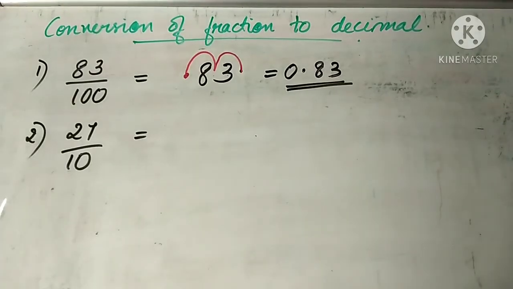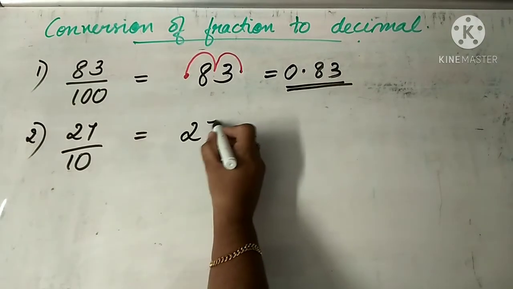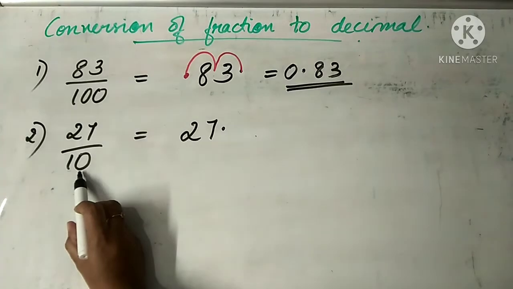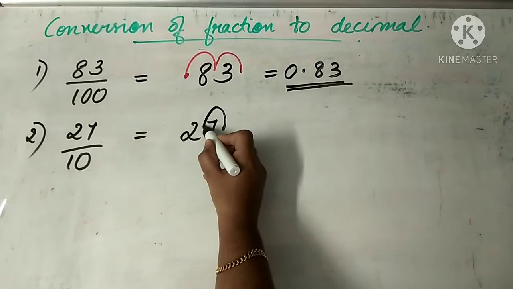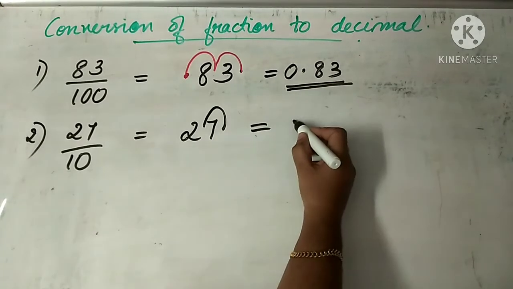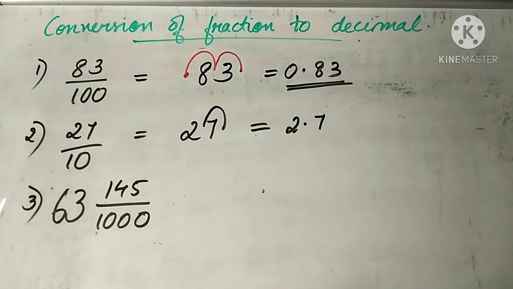Second question, 27 by 10. We write the numerator first. 27, the point is here. Now count the number of 0. How many 0? 1 zero. So the point has to jump 1 time. So where is the point? In between 2 and 7. So the answer is 2.7.